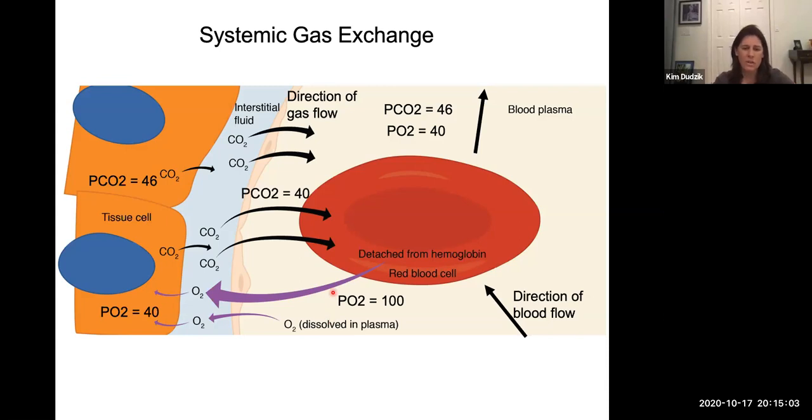So the oxygen is going to move out of the blood and into the tissues. And we'll see that it actually detaches from the hemoglobin in a red blood cell and moves into the plasma, which then it moves out of the plasma into our tissues. So there's always a concentration gradient at the tissues of moving oxygen from the blood into the tissues. Now the opposite is occurring here.